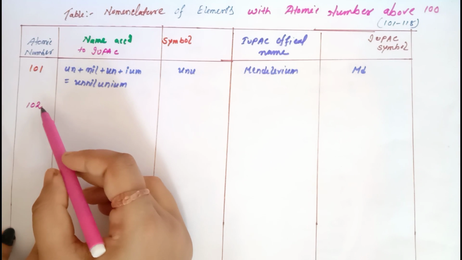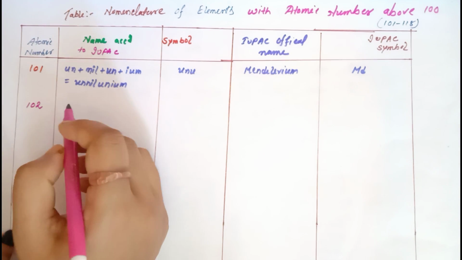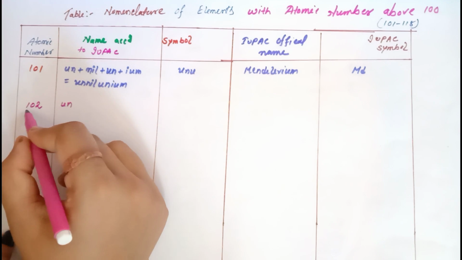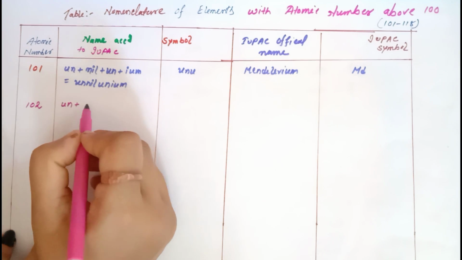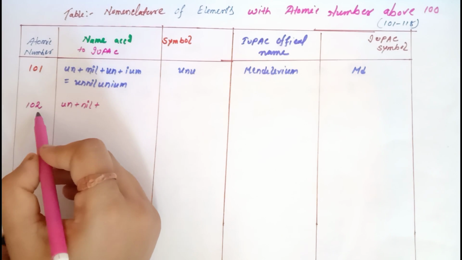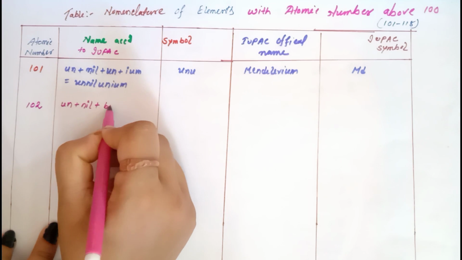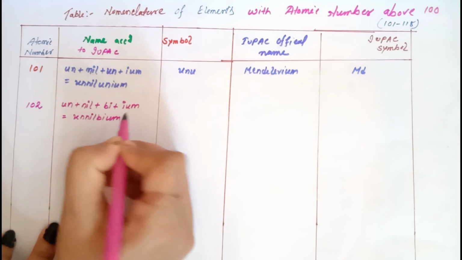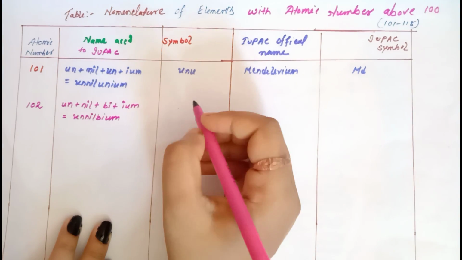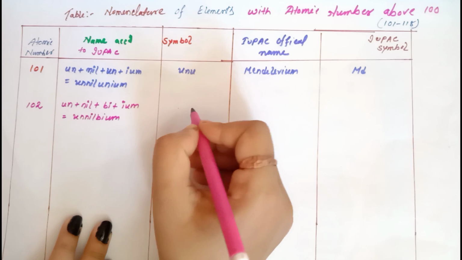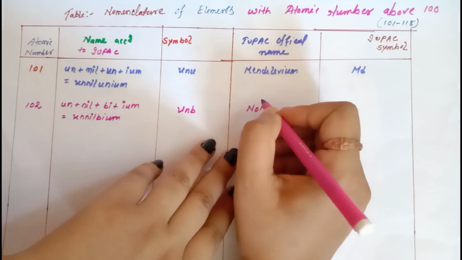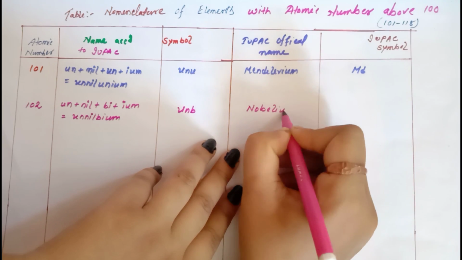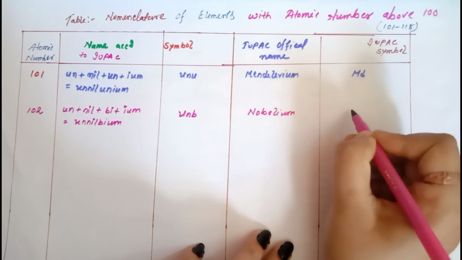See the next element having atomic number 102. So the name will be what? Un for 1 plus nil for 0 plus bi for 2 plus ium. Unnilbium. And it is symbolized as Unb. The IUPAC official name was Nobelium, and the symbol is No.